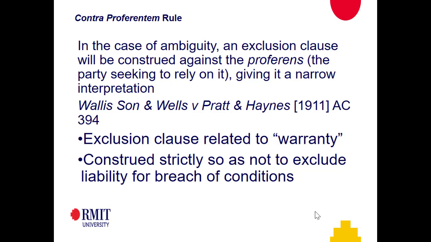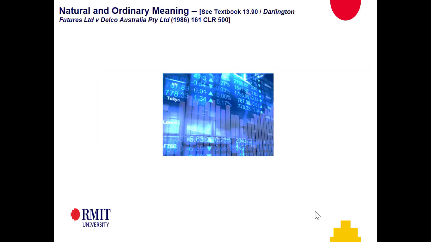So the proferens is the party who is seeking to rely, the party who is preferred by the clause. It's usually the party who has the carriage of drafting. So it will be a vendor of goods, for example, who has the benefit of an exclusion clause. And if the clause itself is ambiguous, that will be read contra, so against the proferens, against the preferred party or the party that gets the benefit of that clause. So that usually results in a really narrow interpretation.